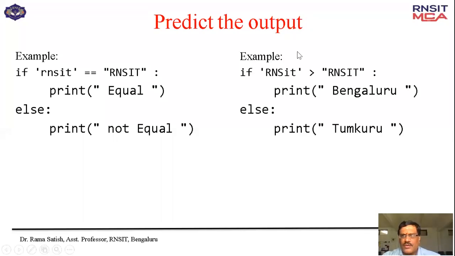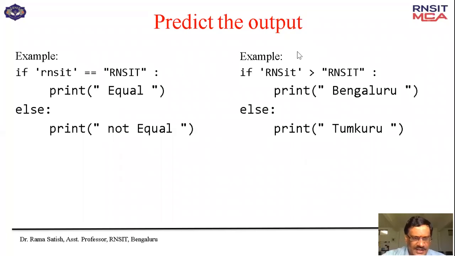And what about this output? I want the output for this. RNSIT greater than RNSIT. What do you get? Do I get Bengaluru or Tumkur? Answer. I want all 53 students to answer.